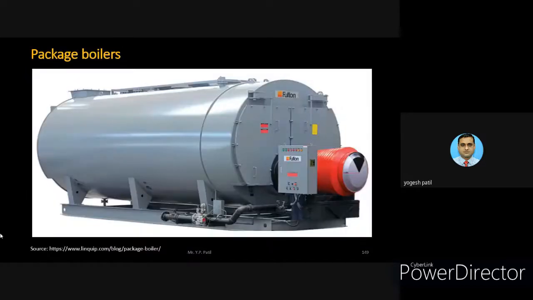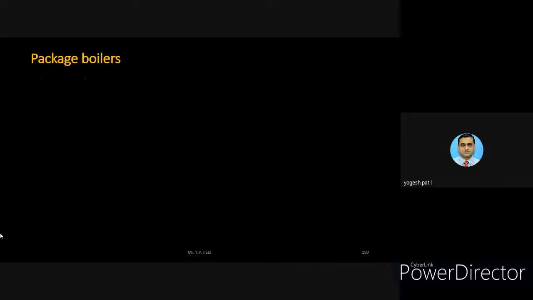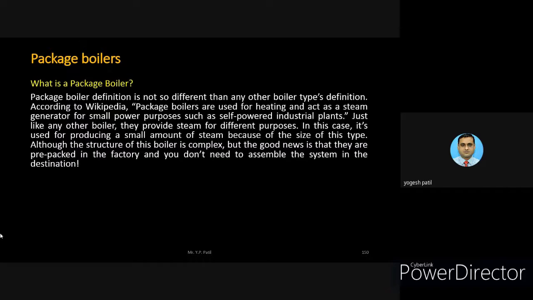One more type of boiler, a combination that may be called water tube or fire tube, is the complete construction of the package boiler. They are factory-made boilers. There are no separate parts given to combine to make either a fire tube or water tube. It is a complete assembly available, called package boilers. So this is the actual diagram or picture of this fire package boiler. So what do we mean by this package boiler? As I said, it is a combination.